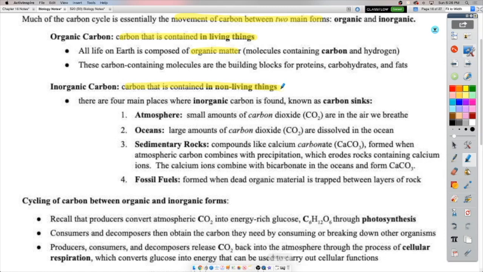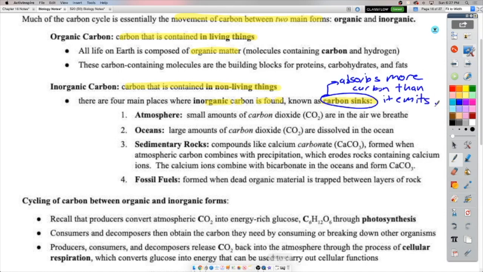When I say carbon, what probably pops into your head? Well, maybe carbon dioxide, right? That's what kind of pops into my head. So there are basically four main places where inorganic carbon is found, and they are known as carbon sinks. What's a carbon sink? It's something that basically stores carbon for us. It absorbs more carbon than it emits. So it kind of hangs on to carbon for us. It does eventually introduce it back into some other form, but it absorbs more carbon than it emits.